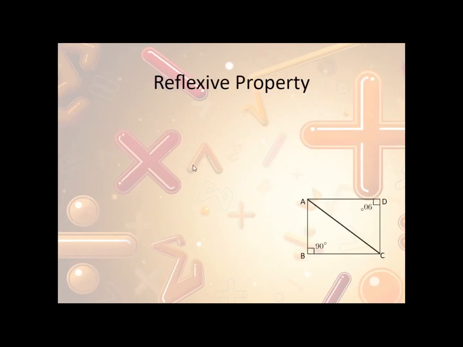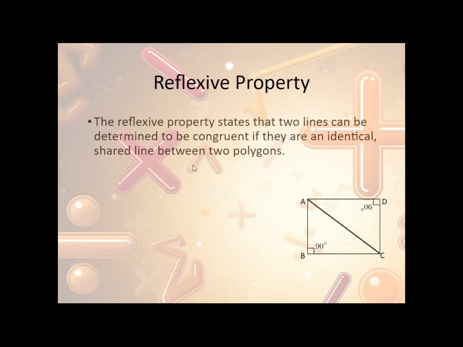Now let's take a look at the reflexive property. The reflexive property states that two lines can be determined to be congruent if they are identical, meaning they are a shared line between two polygons. So if we look at this, we have a triangle here and a triangle here that forms this rectangle. Well, this side here is in common. It's in both triangles, so it's the exact same side.